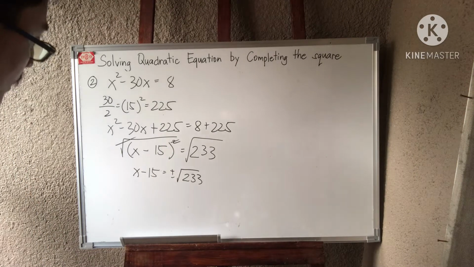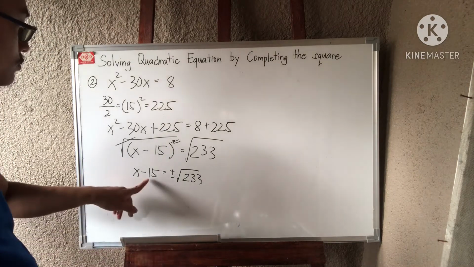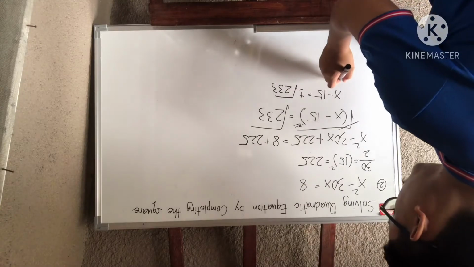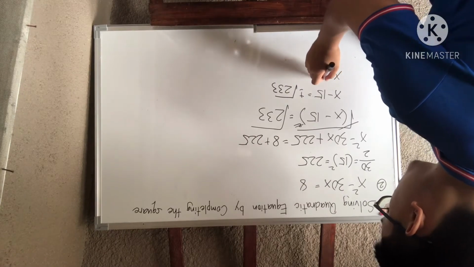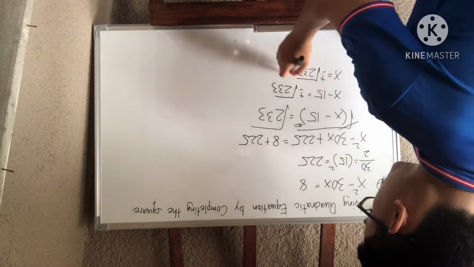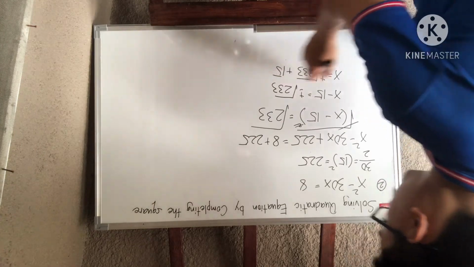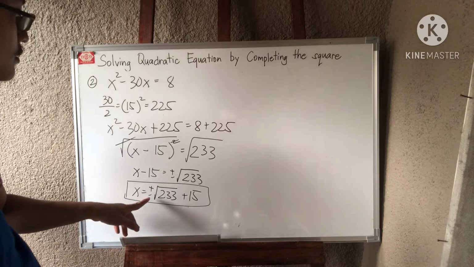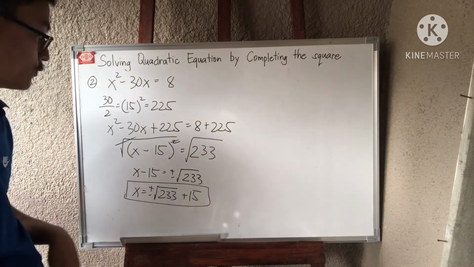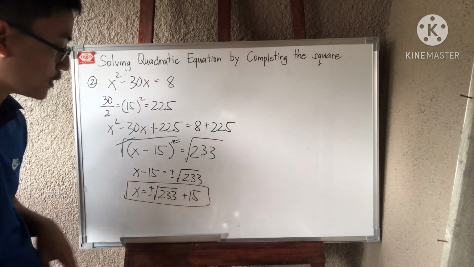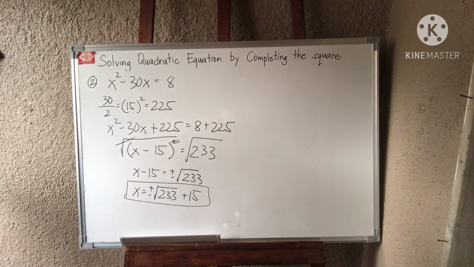Okay? And then, the next thing we're going to do is to transpose negative 15 on the right side. Is x equals positive negative square root of 233 plus 15. So that is the final answer. So there are two roots or solutions for this set. You have square root of 233 plus 15, and then the other one is negative square root of 233 plus 15.